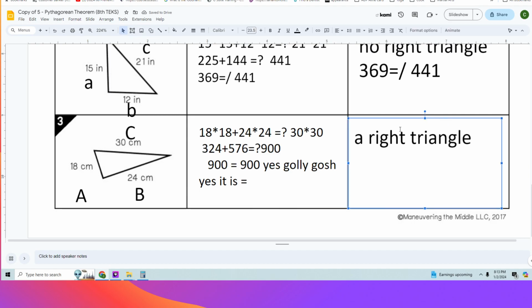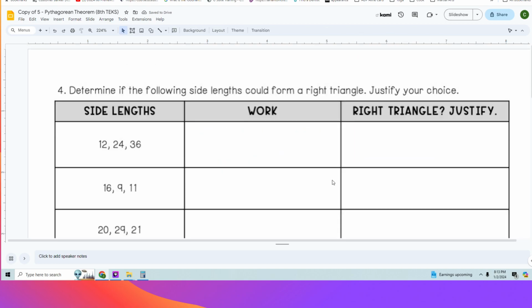Hooray, we have done it. We have solved the mystery of what is a right triangle and what is not by using some basic math.